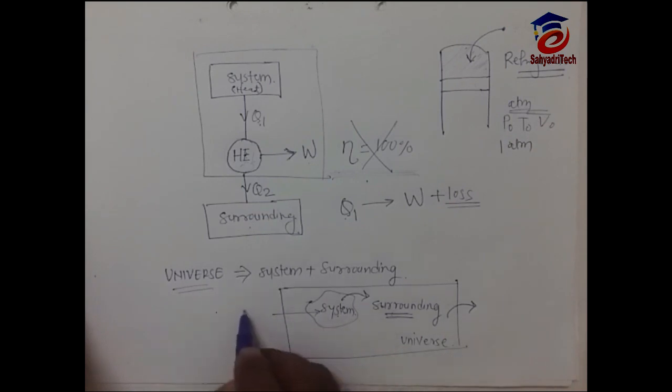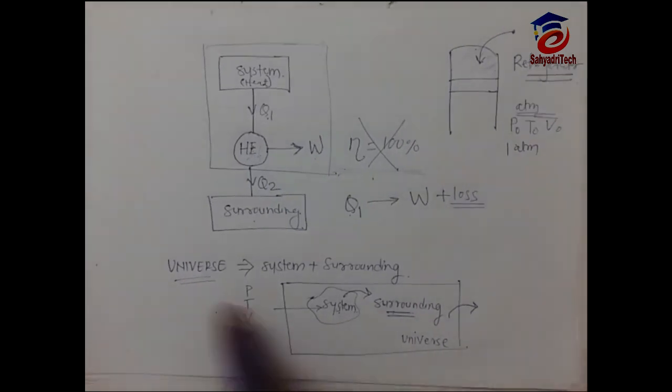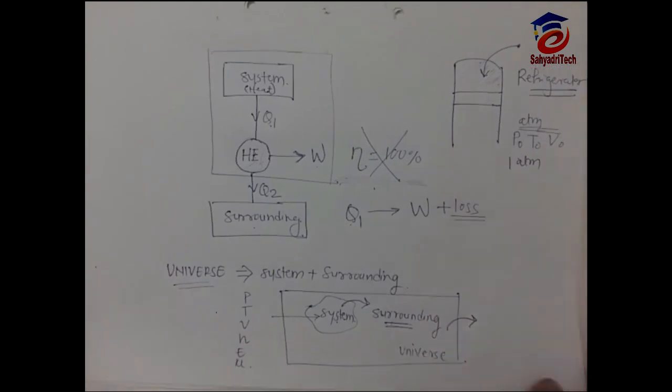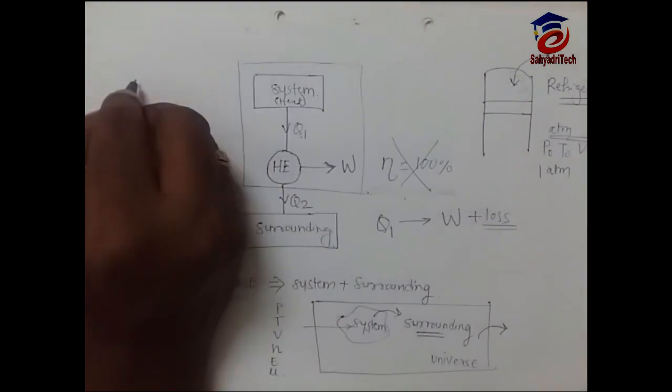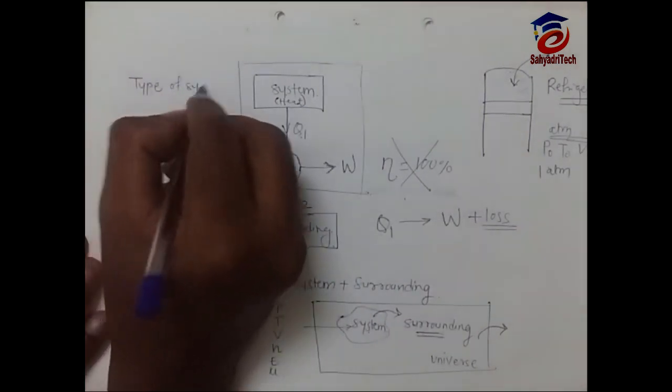Which properties? Pressure, temperature, volume, enthalpy, entropy, internal energy. So generally we have to learn all these properties for the system. So that is about system, surrounding and boundary. Also we have seen the universe. In the next lecture we will study what is system in detail. I will list out the types of system. Next lecture topic, types of system.